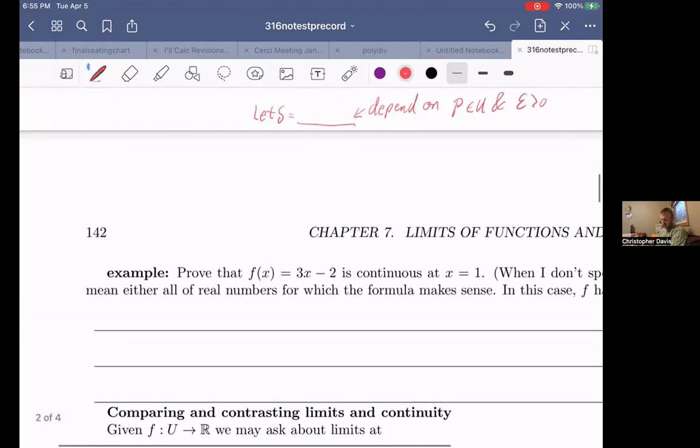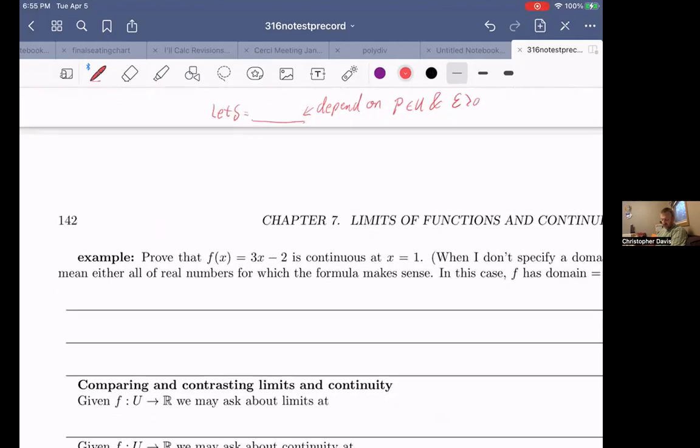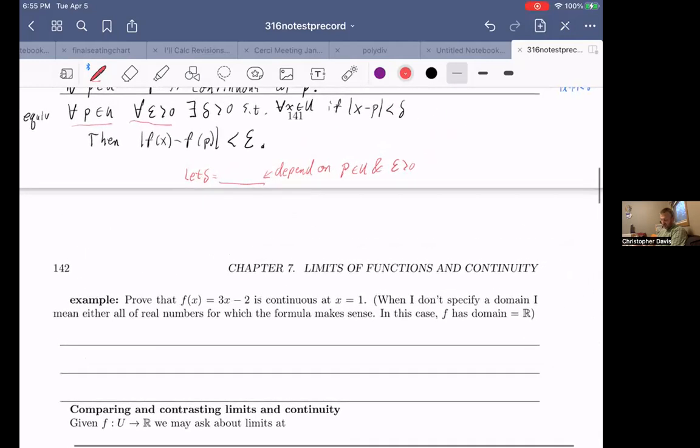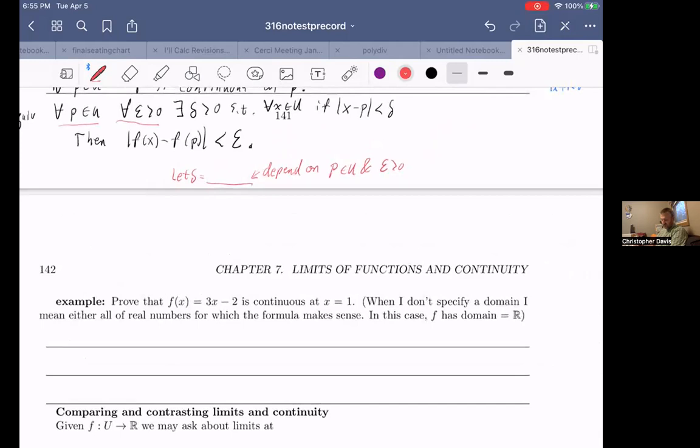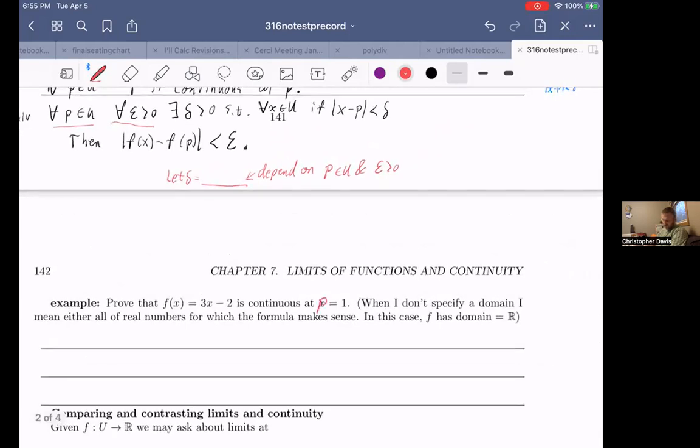Cool. So let's come up with a proof. Let's prove that 3x minus 2 is continuous at x equals 1. And let's see, I can zoom out that far. Now you can see the definition. So let's try to prove the sucker is continuous. So I've already picked the input. I guess that should be p if I'm using the same variable name as above.